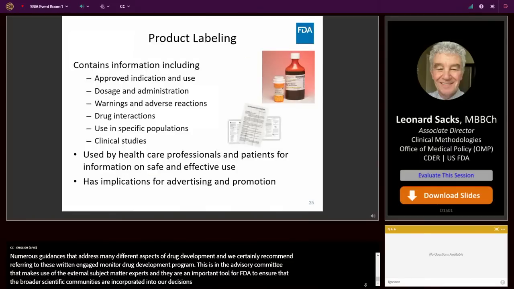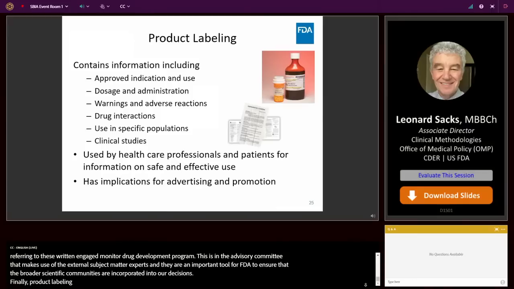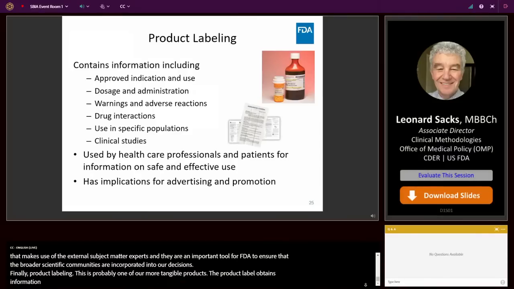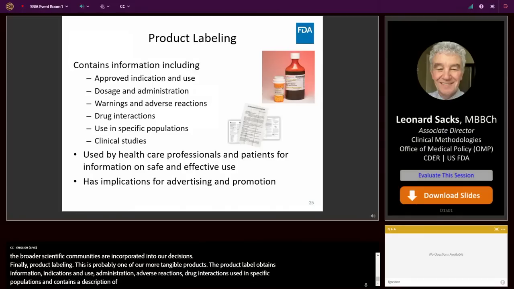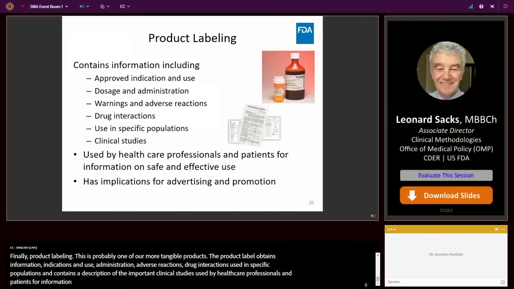Finally, product labeling. This is probably one of our more tangible products. The product label contains information including approved indications and use, dosage and administration, warnings and adverse reactions, drug interactions, use in specific populations, and it contains a description of important clinical studies. It's used by healthcare professionals and patients for information on safe and effective use, and it has important implications for advertising and for promotion.